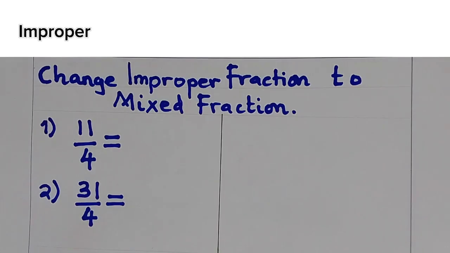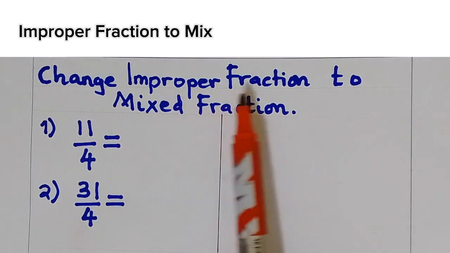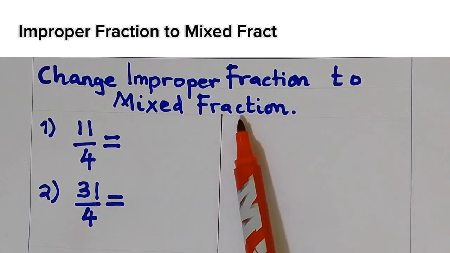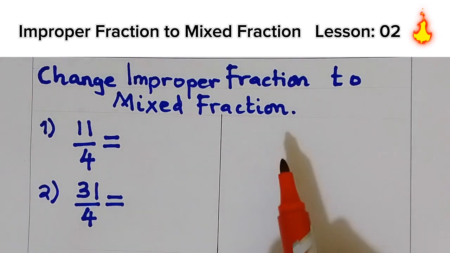Today we are going to do fraction lesson 2 and we are going to change improper fractions to mixed fractions. Question number 1, we have 11 over 4, which is an improper fraction. We're supposed to change it into a mixed fraction. I'm going to use my working space here.